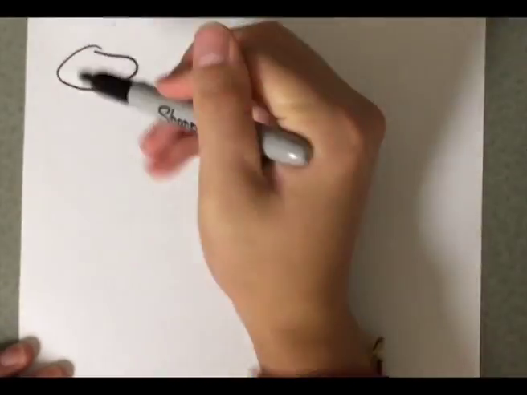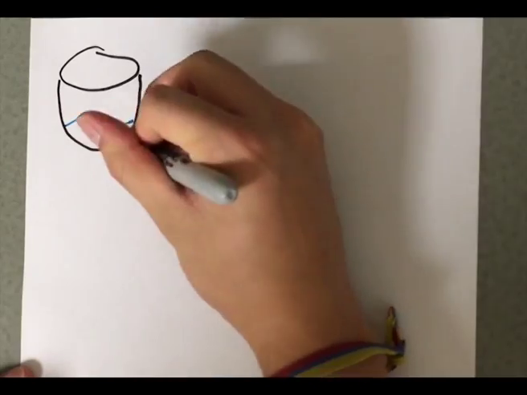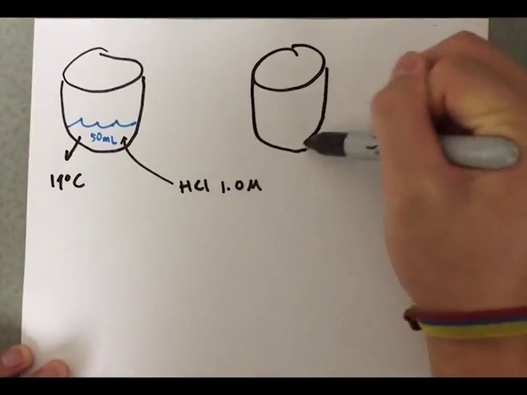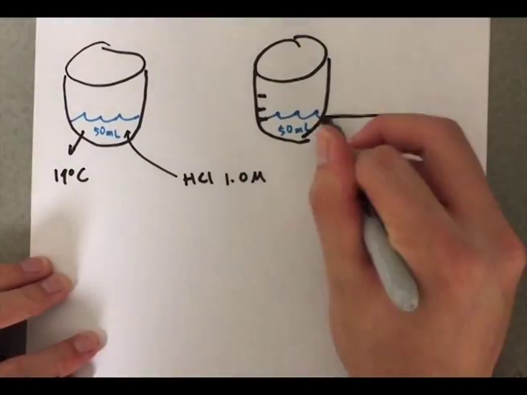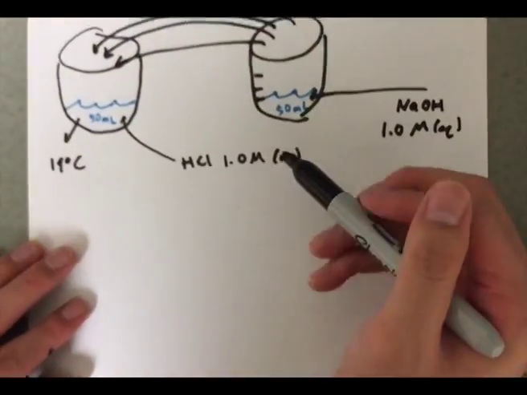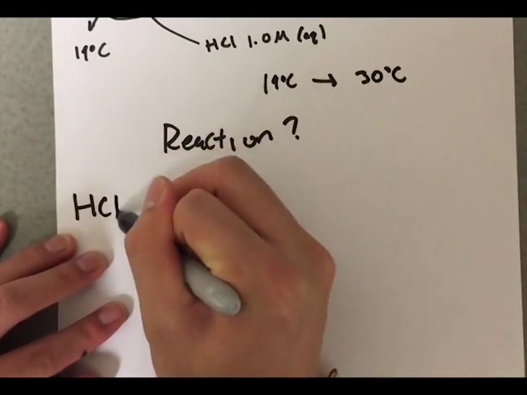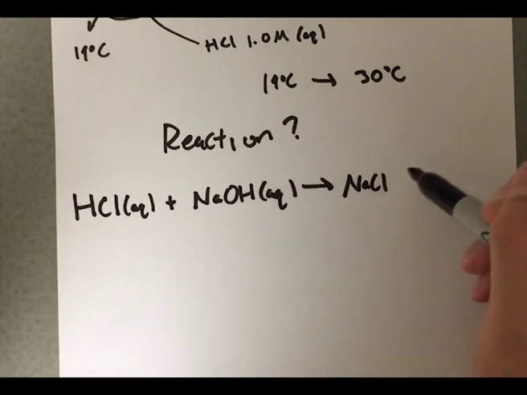If you rapidly add 50 milliliters of 1 molar sodium hydroxide to 50 milliliters of 1 molar hydrochloric acid in a coffee cup, and the measure of temperature rises from 19 degrees Celsius to 30 degrees Celsius, calculate the change in enthalpy for the reaction. The chemical equation for this reaction is hydrochloric acid combined with sodium hydroxide produces sodium chloride and water.